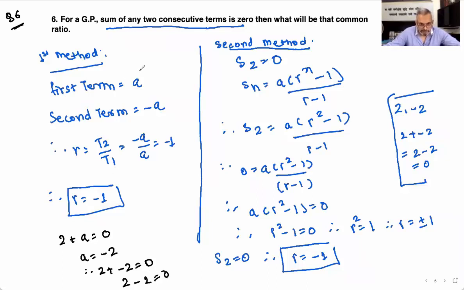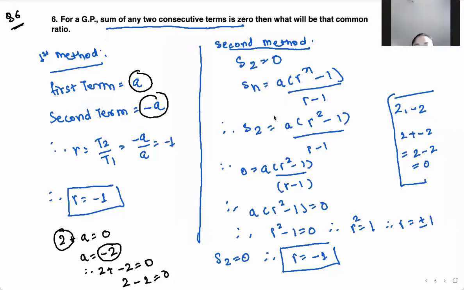And that is why if the first term is A, the second term will be minus A. That is why we took the first term as A and the second term as minus A, and we got R as minus 1. Got it, Nishtha? Are you there? Yes, sir. Okay. So for homework today you have to do section B and section C.